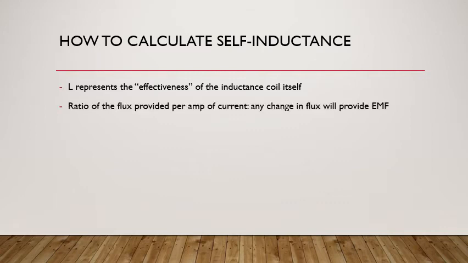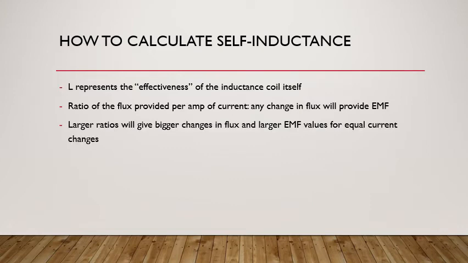It's a ratio of the flux provided per amp of current. If it puts more flux in there, then any change in that flux will make more EMF. So it'll actually be more effective in slowing down that current from going from 0 to maximum, or from going from maximum back to 0. Larger ratios are going to give you a bigger change in flux, or larger EMF values for equal current changes. So that's why this value is so important.